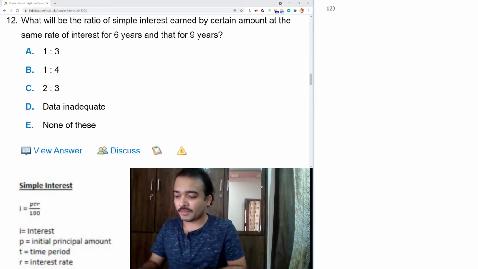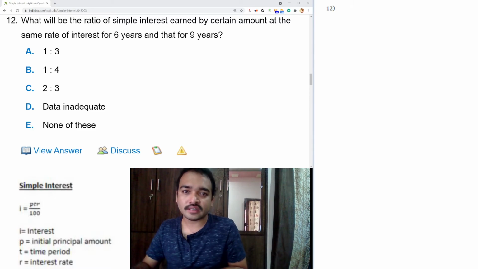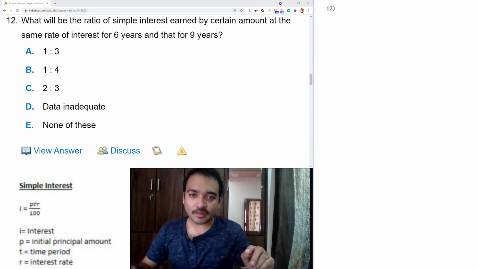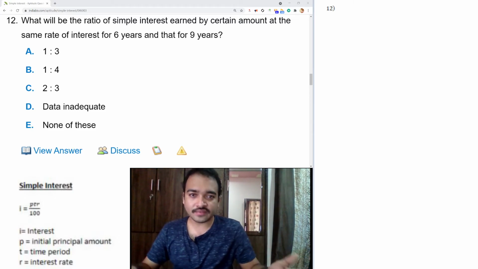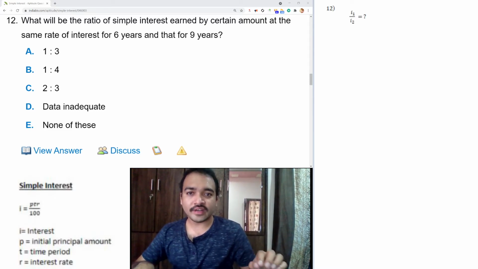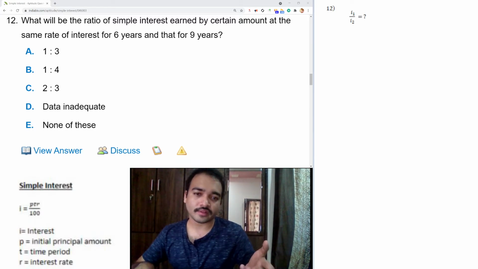Let's see problem number 12. What will be the ratio of simple interest earned by a certain amount at the same rate of interest for 6 years and that for 9 years? A certain amount is there. In the first case it is for 6 years, second case it is for 9 years. In both the cases rate of interest are same. We need to find the ratio of interests. I1 by I2 is equal to how much?